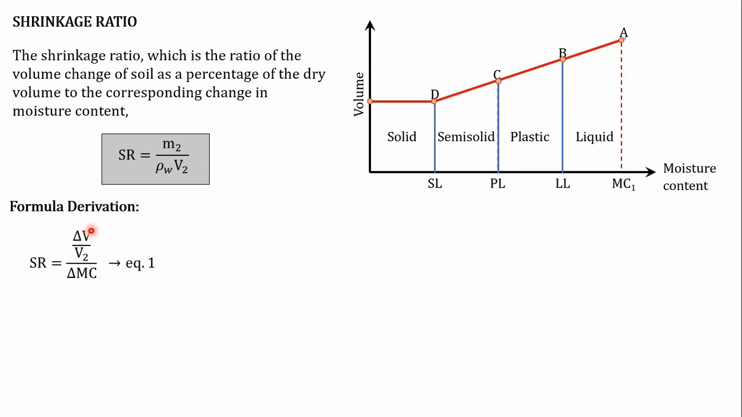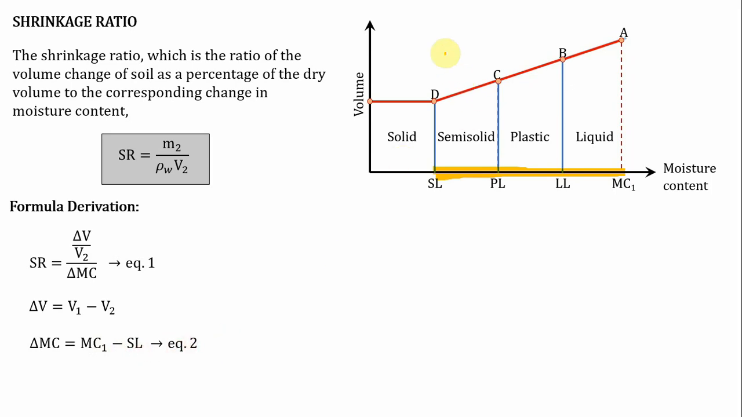And how do we solve the change in volume, class? The change in volume is simply V1 minus V2. And how do we solve the change in moisture content? This range here is the change in moisture content, which is simply MC1 minus SL. So the change in moisture content is equal to MC1 minus SL. Let that be our equation 2.